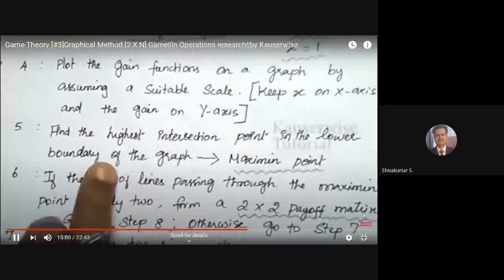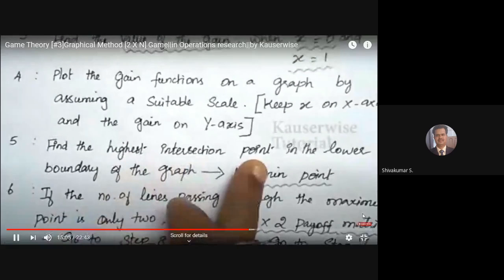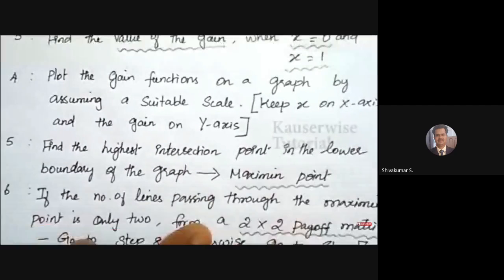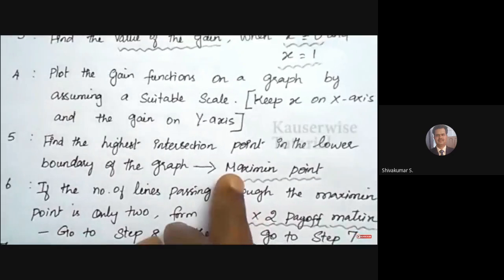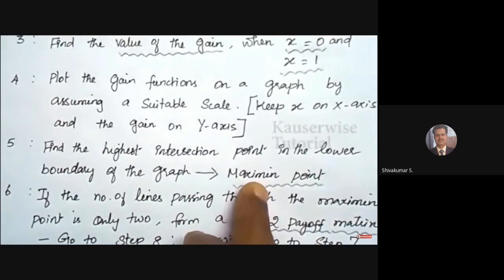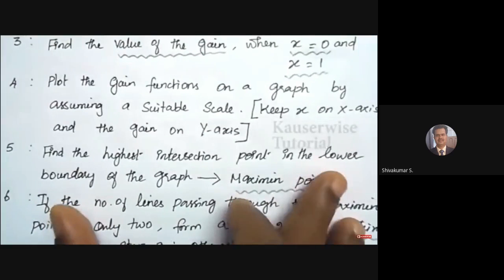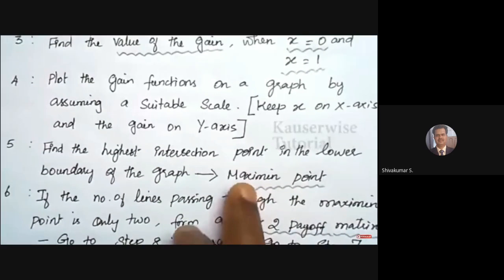boundary of the graph. So now we have to find out the highest intersection point in the lower boundary of the graph. Since player A is the maximum player, we need to find the maximum point, that is the maximum of minimum. So we need to find the lower region. Shade the lower region and find out the highest intersection point. That point is called the maximum point.